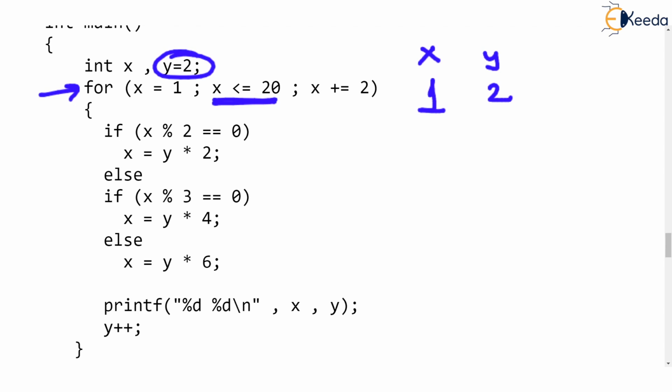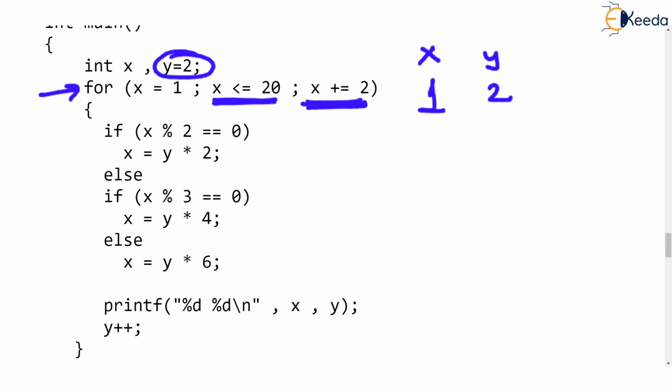Oh my god. But listen, x is increasing by 2 every time. This is x plus equal to 2, which means x will increase by 2. So luckily we don't have 20 repetitions, but we just have 10 repetitions, isn't it? Because x will be 1, next time it will be 3, next time it will be 5, and so on.